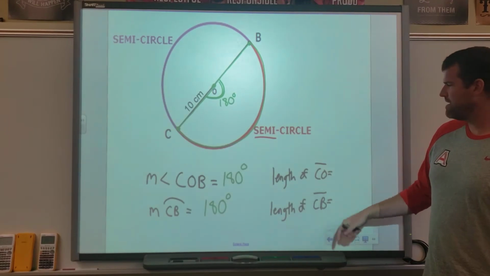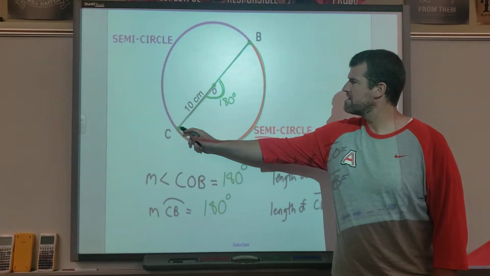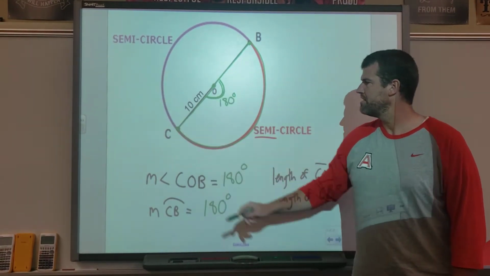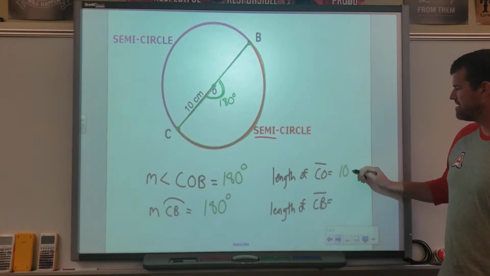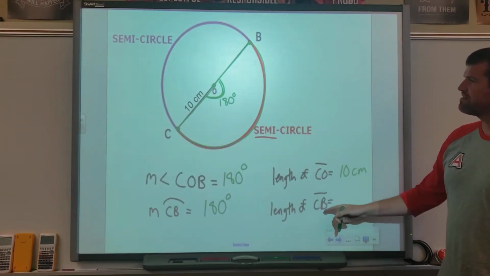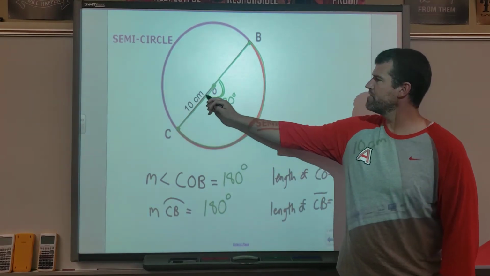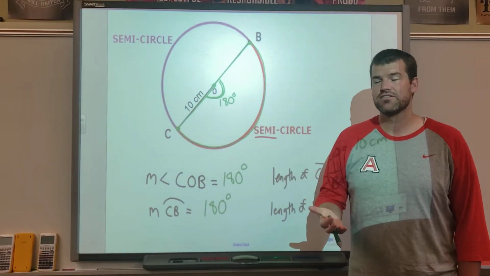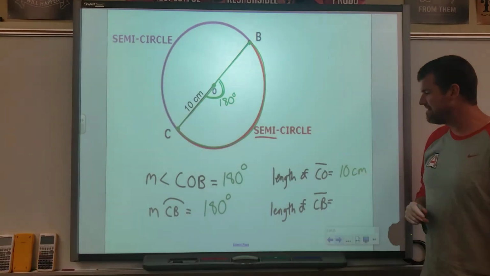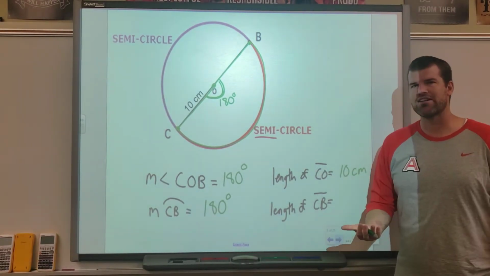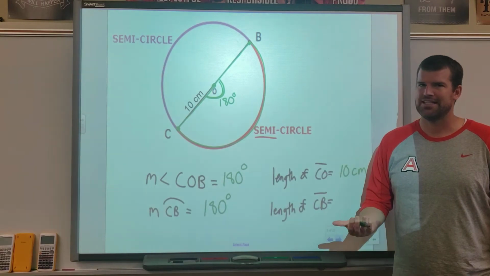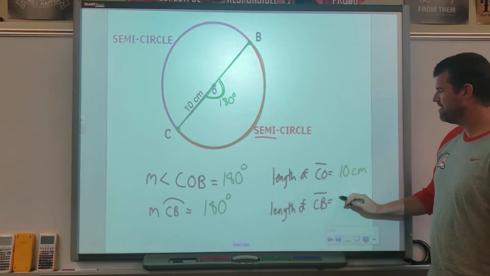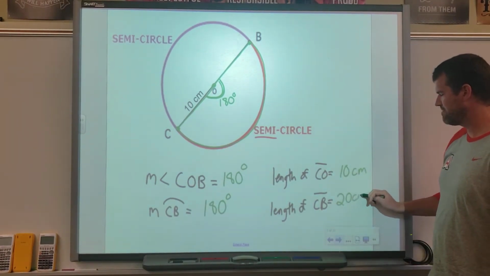All right, a little bit more on the radius and diameter. This problem right here, the length of CO, right? CO is a radius. That length is 10 centimeters. Now CB is more than a radius, it's two radii put together to form a diameter, right? So if the radius is 10 centimeters, how long is the diameter? Yeah, 10 plus 10 is 20 centimeters.